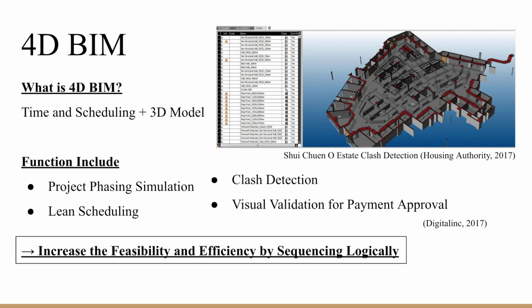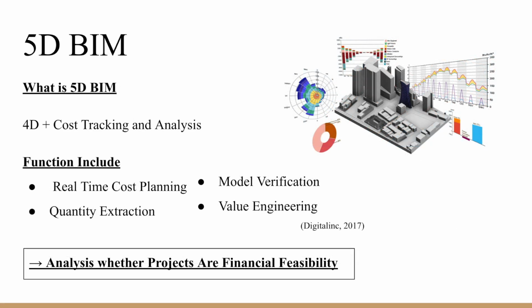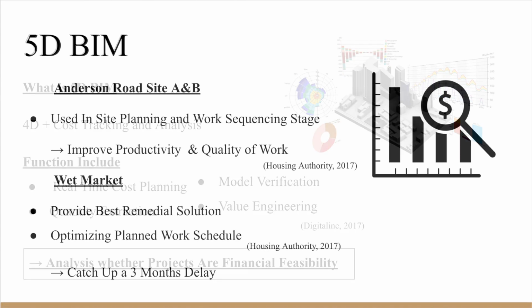4D BIM is basically 3D BIM plus the concept of time and scheduling. The functions included are as follows. By adopting 4D BIM, it can increase the project's feasibility and efficiency by sequencing it logically. 5D BIM is basically 4D BIM plus the concept of cost tracking and analysis. The functions of 5D BIM are as follows. The adoption of 5D BIM allows the project developer to analyze whether a project is financially feasible or not.